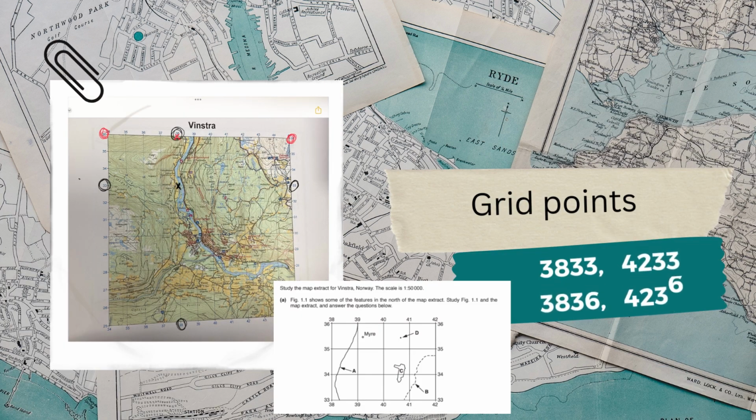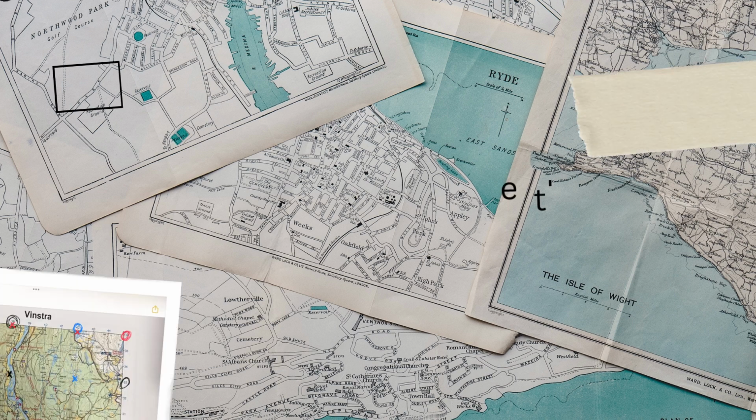These are 4-figure grid references. So we go along the corridor. Here we are reading the numbers along the bottom of the extract first, then up the stairs. Now we are reading the numbers up the sides of the extract. So the number in the bottom left corner is 38, 33, the number in the bottom right corner is 42, 33, the number in the top left corner is 38, 36, and the number in the top right corner is 42, 36. Last week we found these points and sectioned them off on the map, like this.